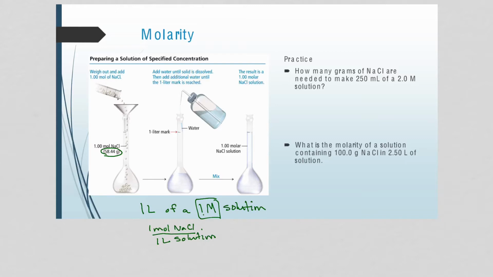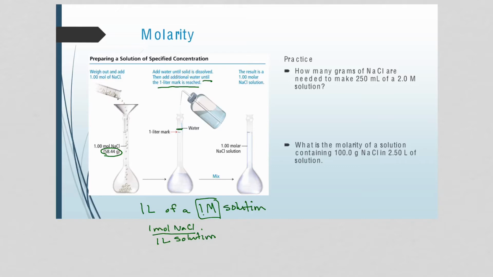And I'm going to add water, right? This is my solvent, so I'm going to add solvent. Now, the key here, and this is important, is I'm going to add water until the 1 liter mark is reached. Notice I did not say add 1 liter of water, because if I were to add 1 liter of water, the volume would rise too high because we have some volume being occupied by the sodium chloride now.